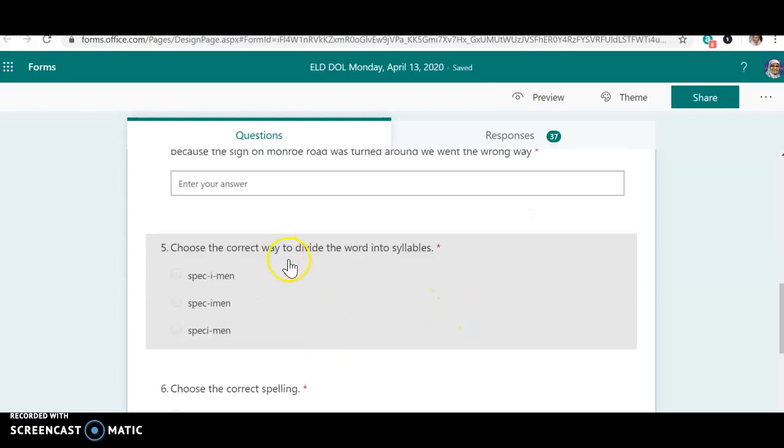Choose the correct way to divide the word into syllables. Specimen is the correct one, the first one.